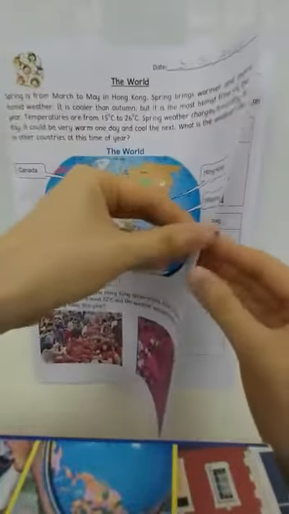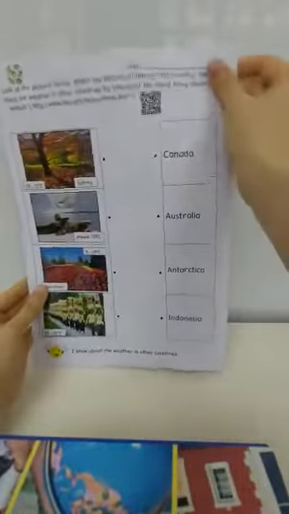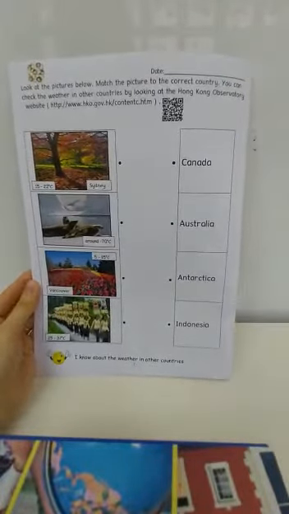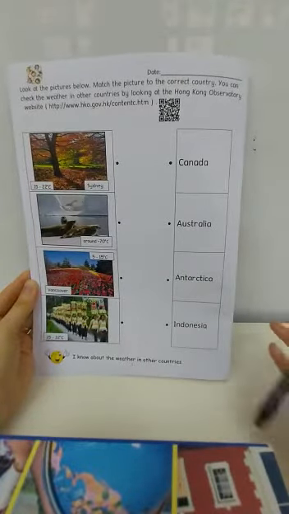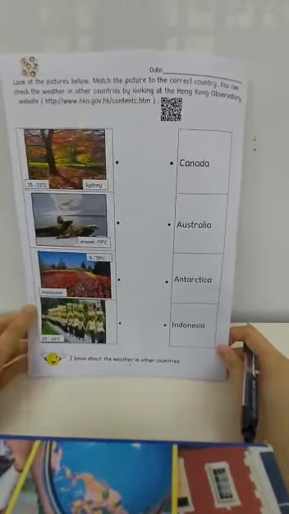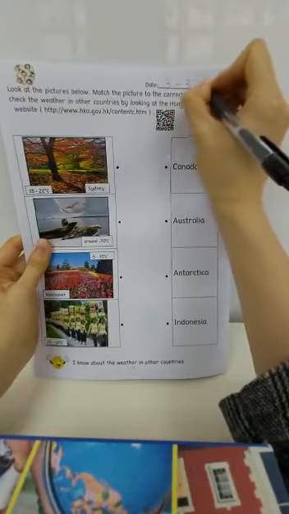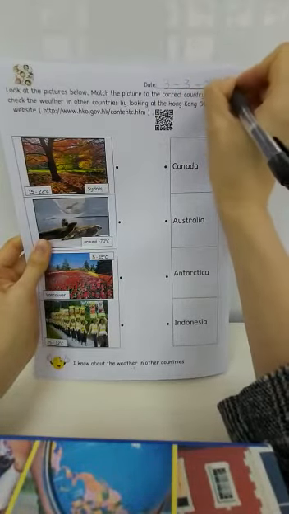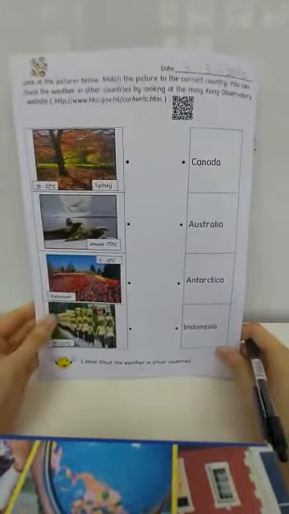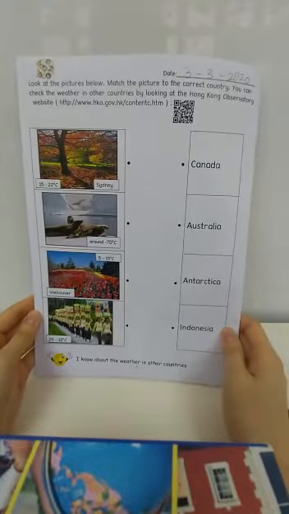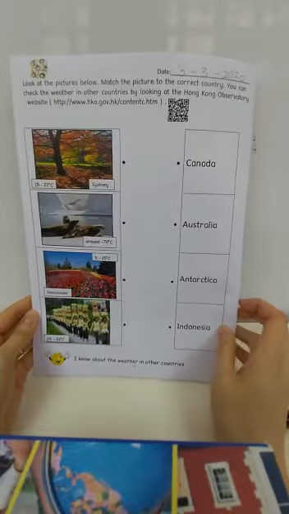Okay, let's move on to the next page. Okay, page 2. Now here we can see the 4 different places that we just talked about and their temperature range. So to begin with, we always need to fill in the date. So look at the pictures below, match the picture to the correct country. You can check the weather in other countries by looking at the Hong Kong Observatory website. So we're going to look at that later.